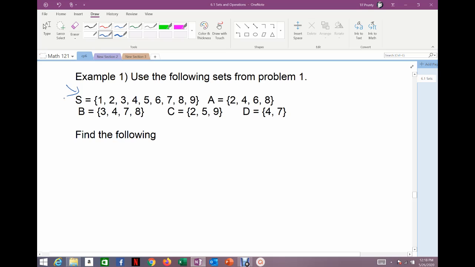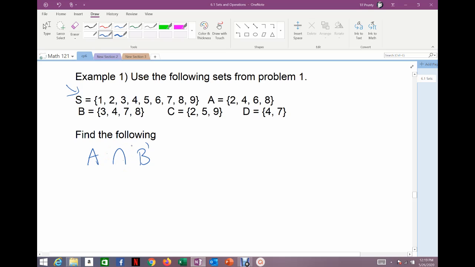This is my universal set. S is the numbers 1 through 9. And then A, B, C, and D are all subsets of that. Alright, find the following. Math is a language. It's got notation that you have to be able to recognize, decipher, and then answer. So these are the symbols we talked about in the last video.